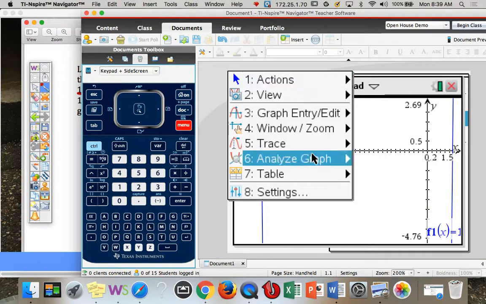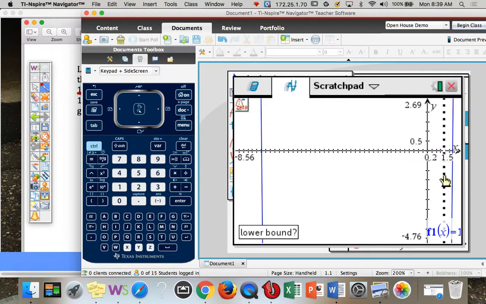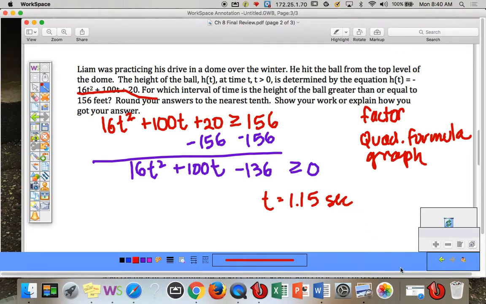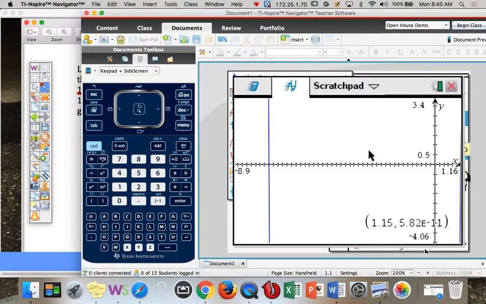All right, so menu, analyze, graph. Let's find our zeros. We know it's not the negative one. We're just looking for the positive one. So at 1.15, so we have t equals 1.15 seconds. And actually, we do need the other one too, don't we? Why is it negative?